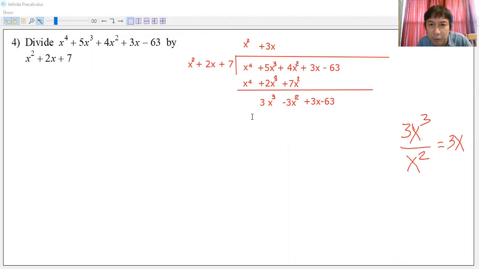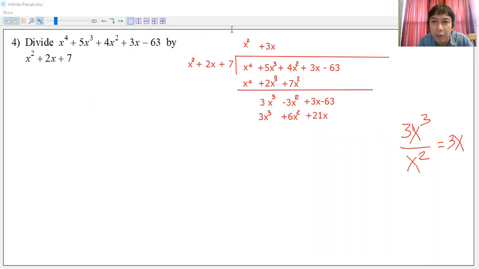We're back to multiplication. We'll start here. 3x cubed. This will be cube. And then next we have 3x and the 2x. That's positive 6x squared. So that will be over here. Positive 6x squared. This will now be squared over here. And then 3x times 7, that's positive 21x. So that will be over here. So that'll be plus 21x.